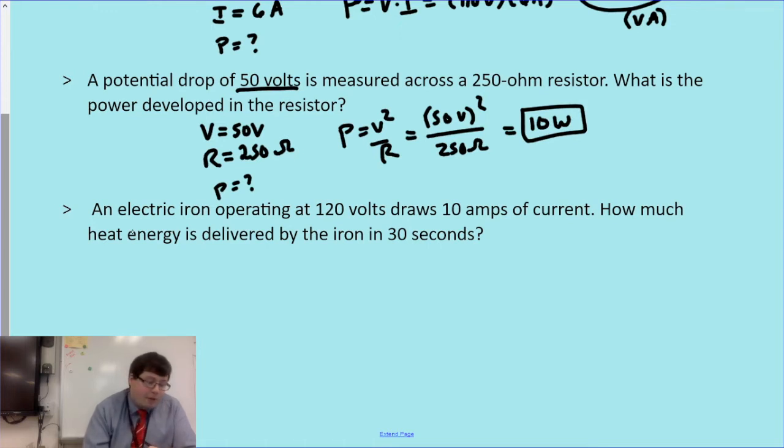Now, finally, for number 3, we have an electric iron operating at 120 volts, and it draws 10 amps of current. We want to find the heat energy delivered by the iron in 30 seconds.